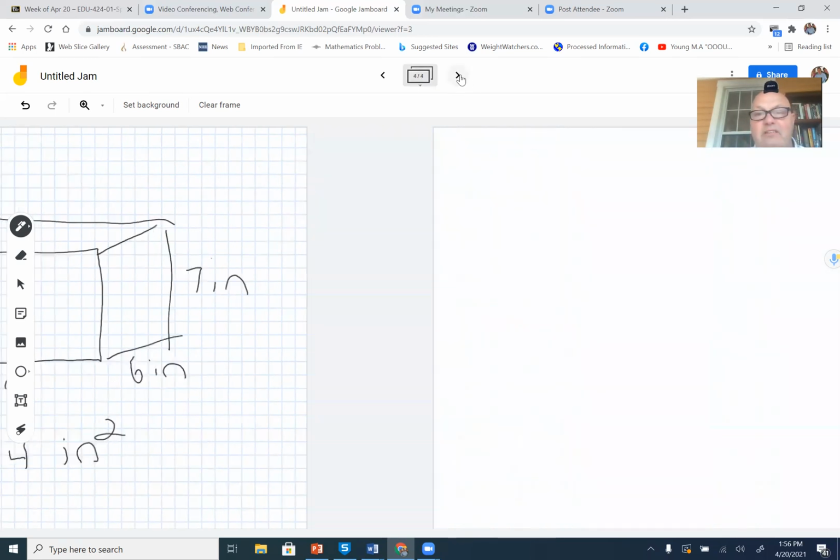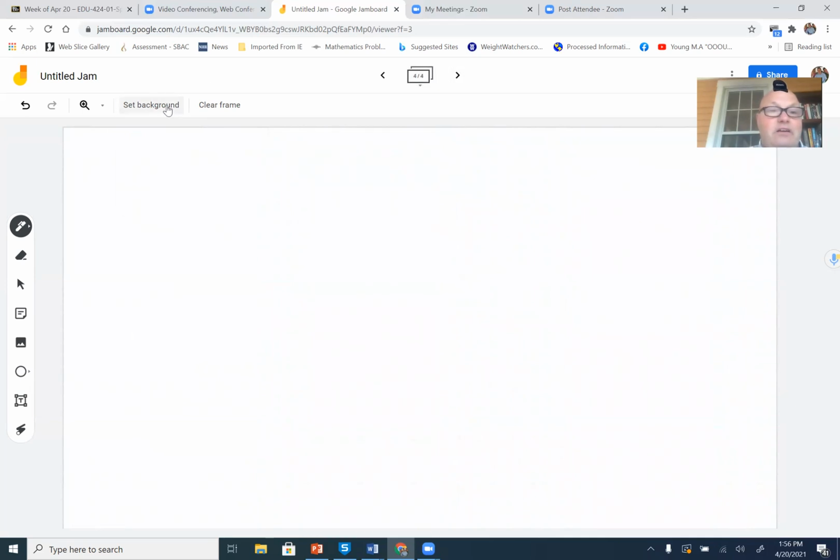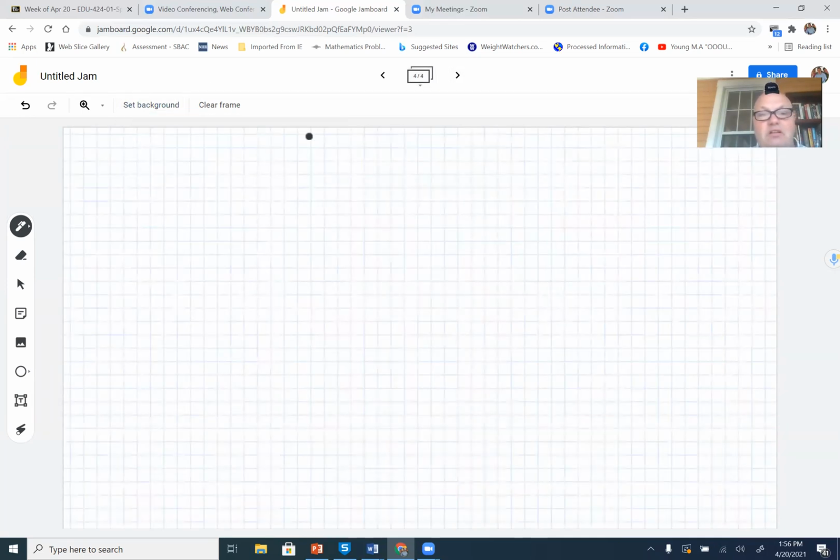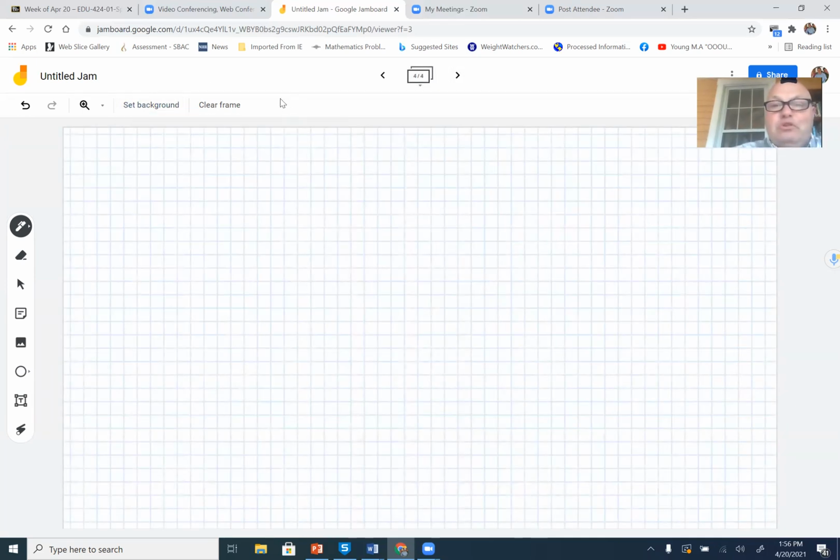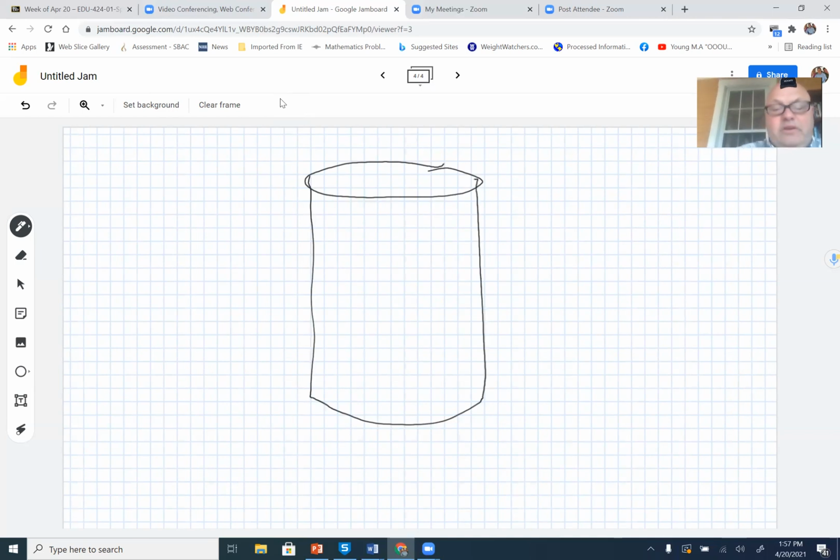All right, let's take a look at a new shape. I want to show you a cone. Cones are fun. Okay, so I'm going to tell you that the radius of the cone is 4 centimeters. And the height of the cone is 10 centimeters.